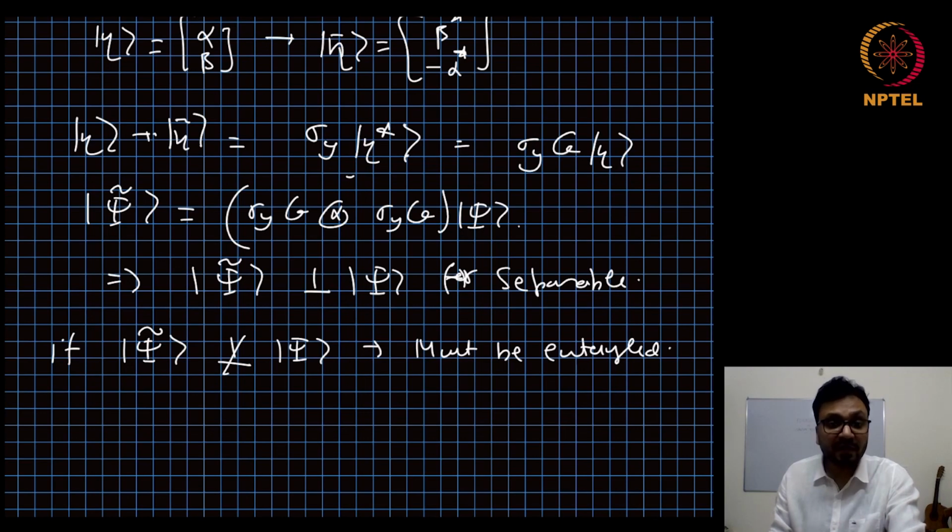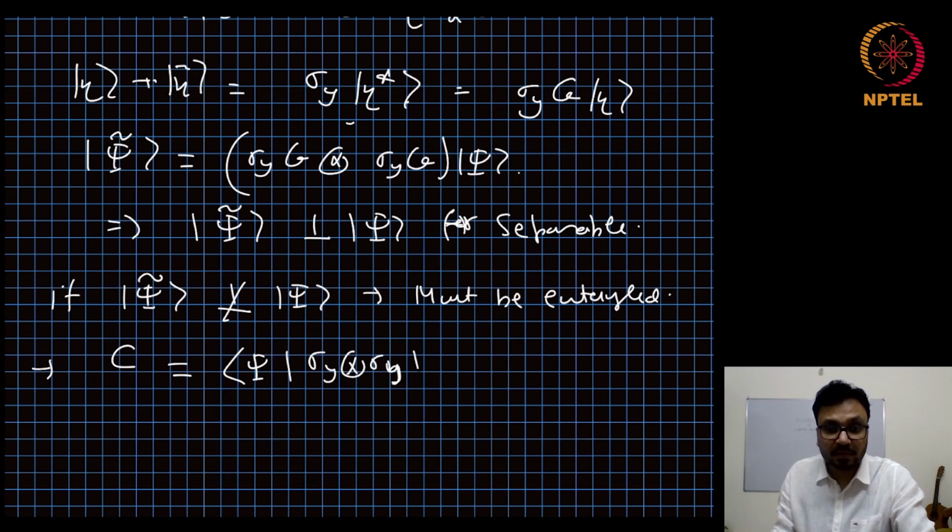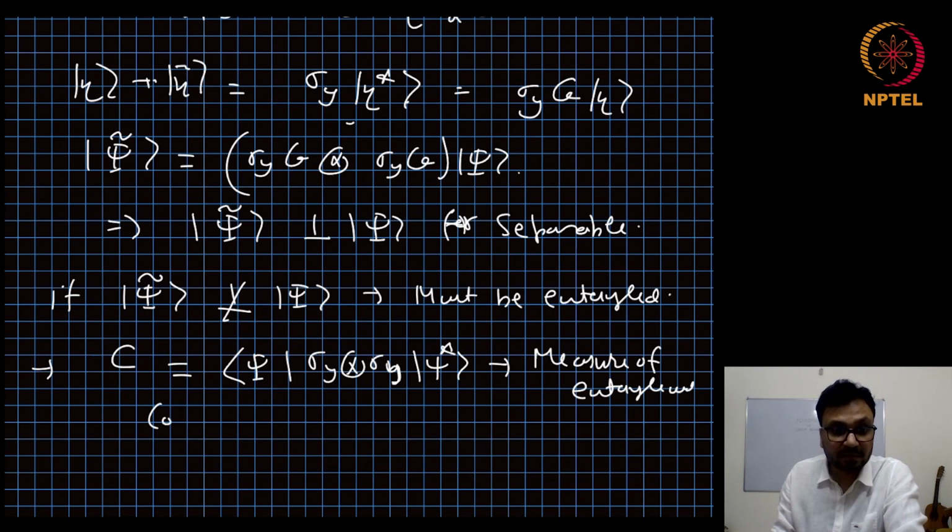In fact, how far they are from each other, or how non-orthogonal they are, can serve as a measure of entanglement. So if we define a quantity C, which is psi, sigma y tensor sigma y, psi star, then this can be a measure of entanglement. And this quantity is called concurrence.